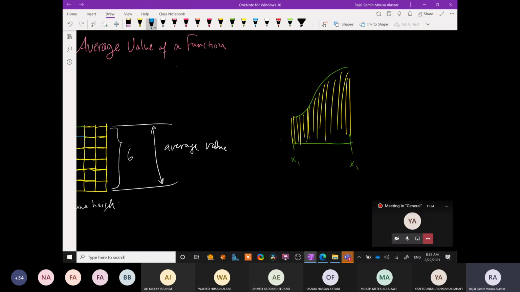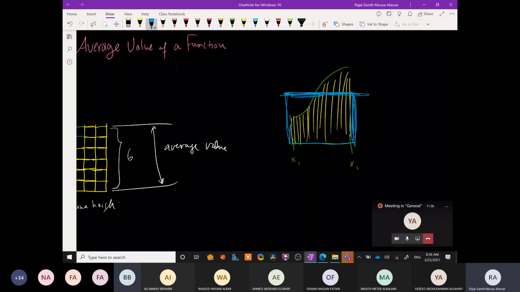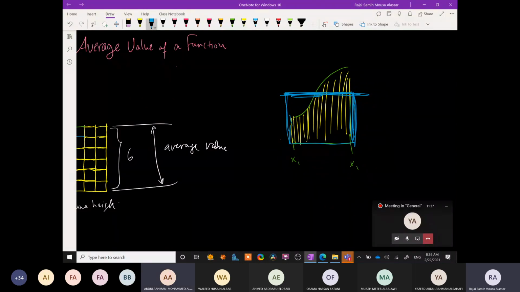And the question is the following. What is that height that is going to make what? What's the question here? What should I ask? What is that height going to make? A rectangle. Make a rectangle of what kind of area?